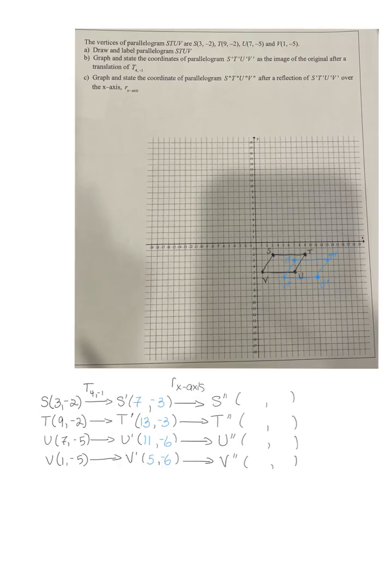Okay, so reflecting in the x-axis, I don't know if you remember that rule, but basically what we're going to do, remember we're taking all of these points, a reflection in the x-axis, we actually just change the y value to its opposite sign. So the x values are going to stay exactly the same. So let me color code that. So this is going to stay 7, 13, 11, and 5.